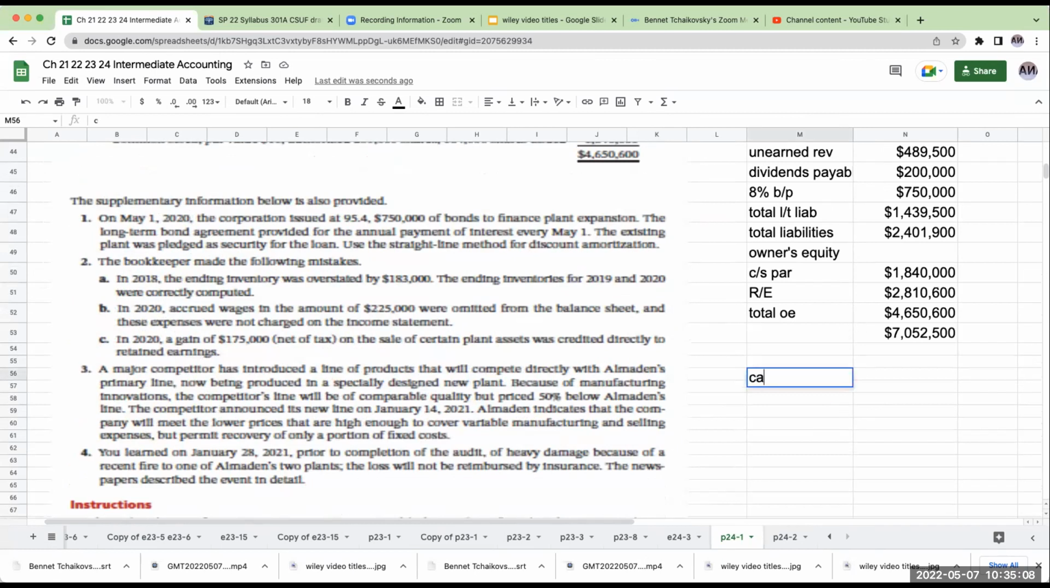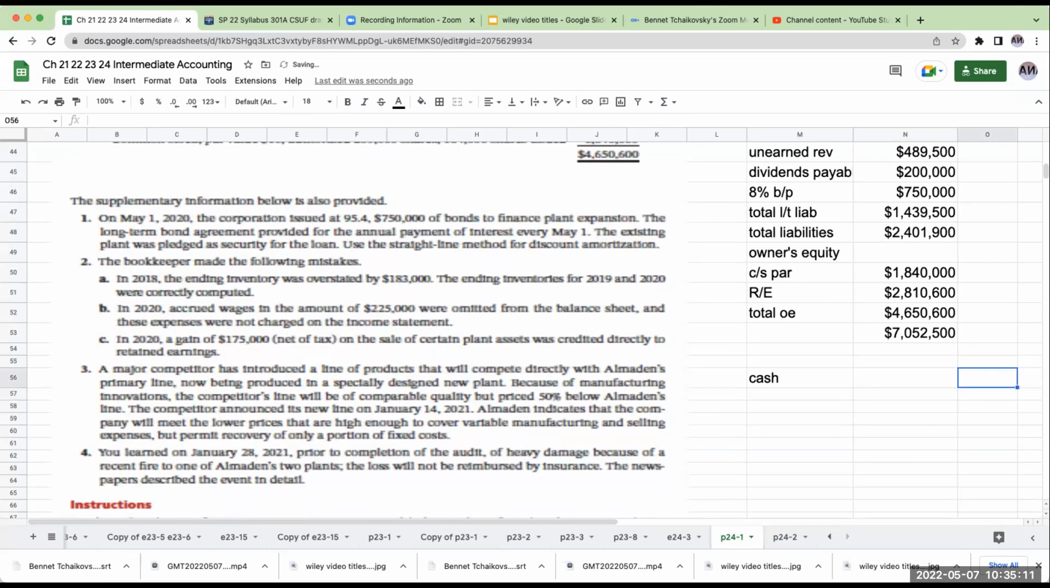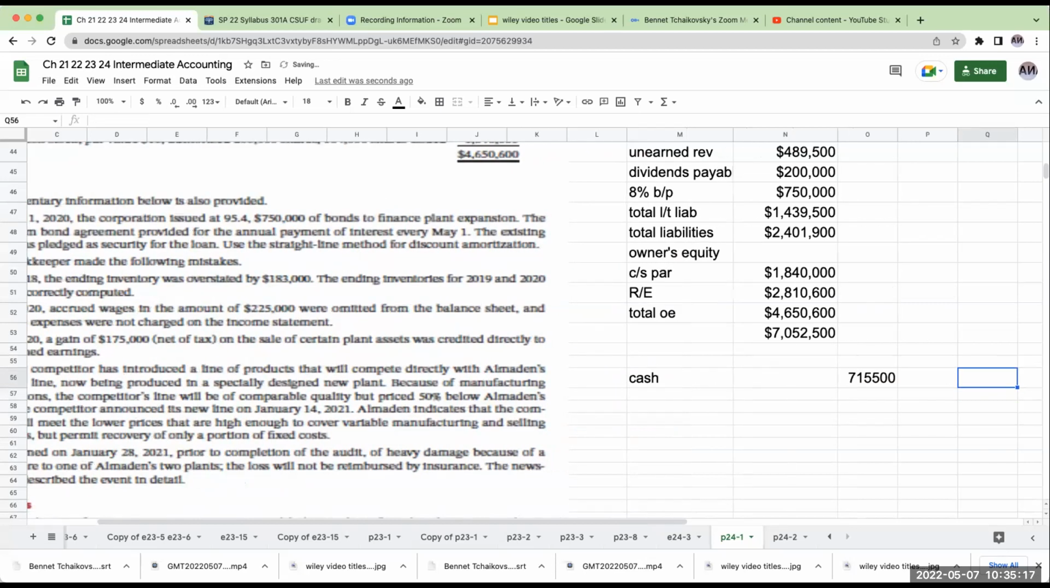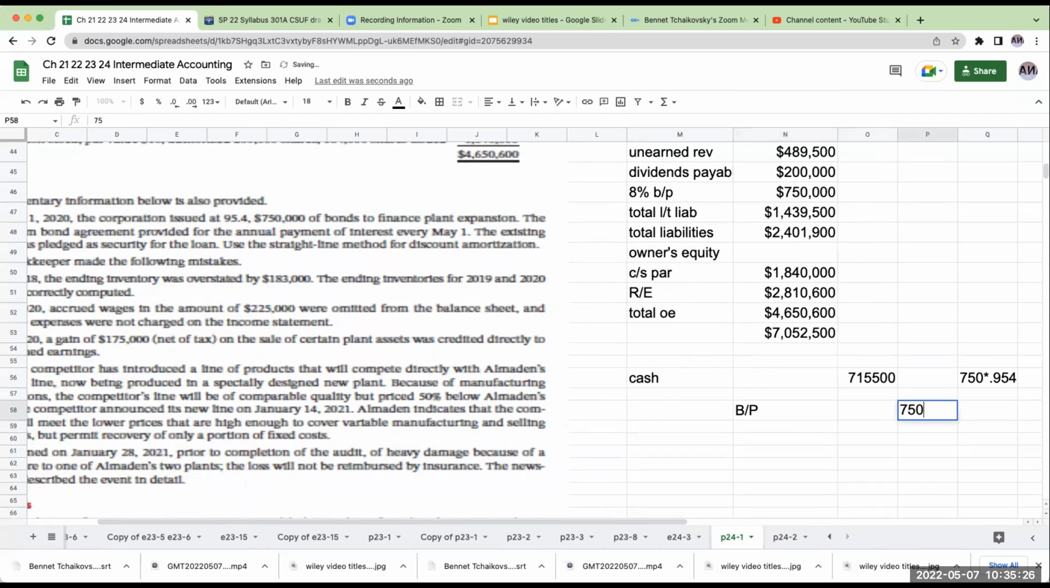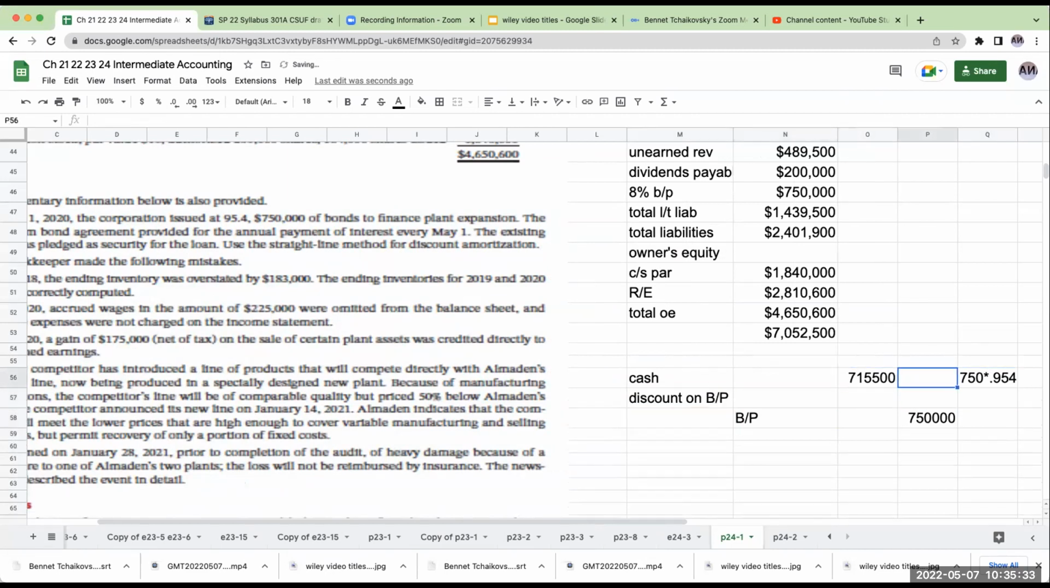So the amount of money that they went through and received was 750,000 times 95.4%. So this is going to be 750 times 0.954. We always record bonds payable at its face value, which is 750,000. And we have a discount on bonds payable because we received less than the face value. And so we have over here the discount on bonds payable of 34.5.